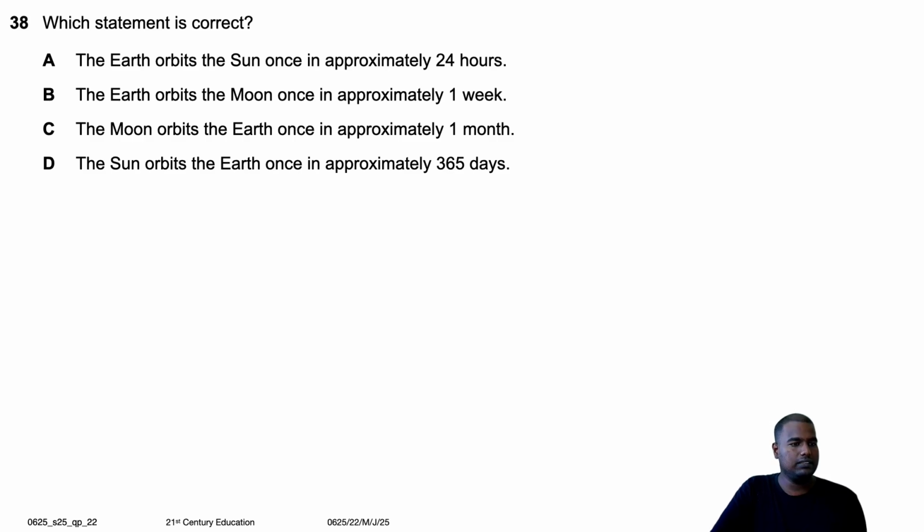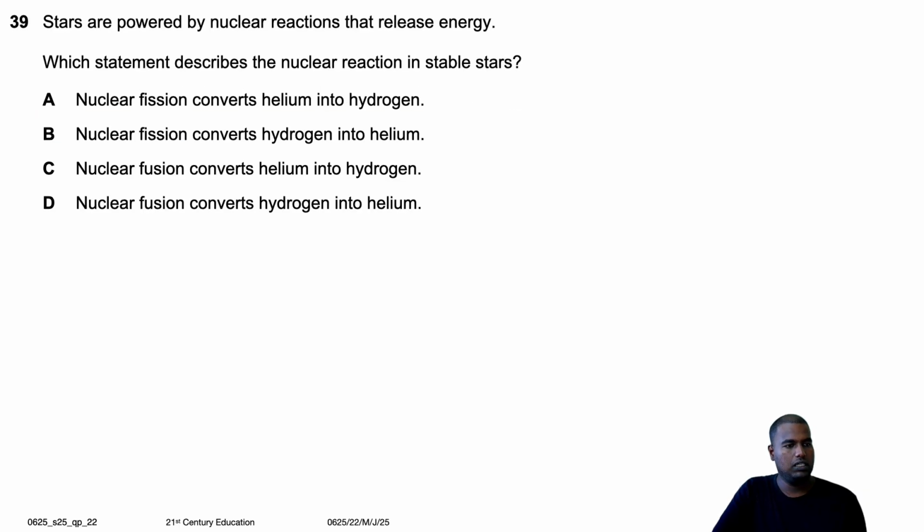Which statement is correct? The moon orbits Earth once in approximately 1 month. Stars are powered by nuclear reactions that release energy. Nuclear fusion converts hydrogen into helium.